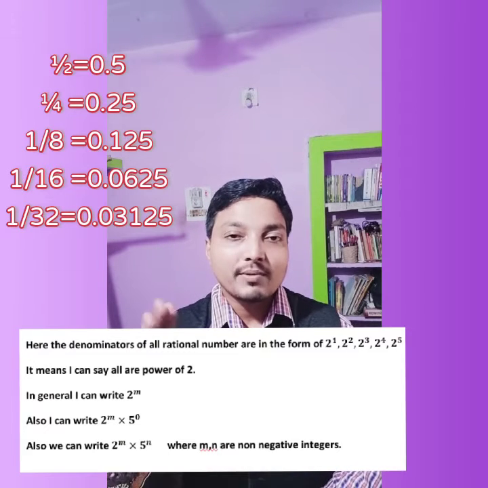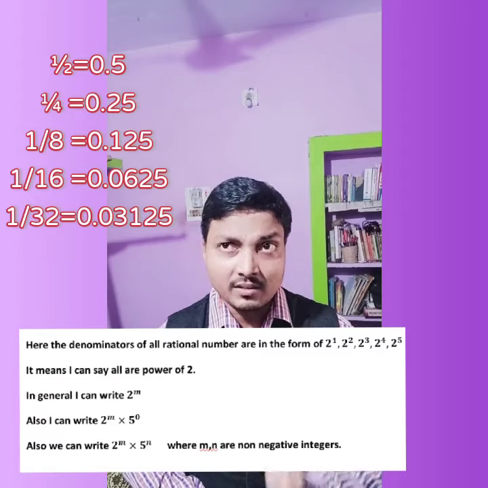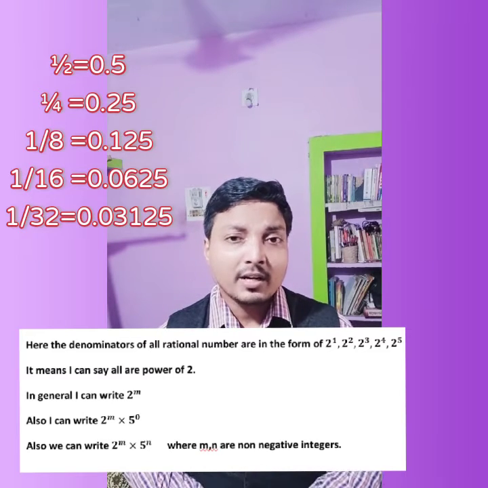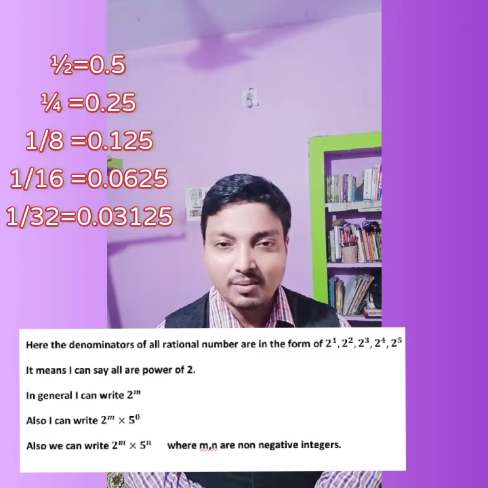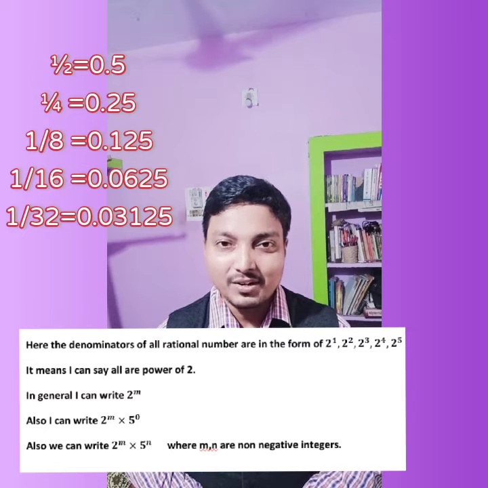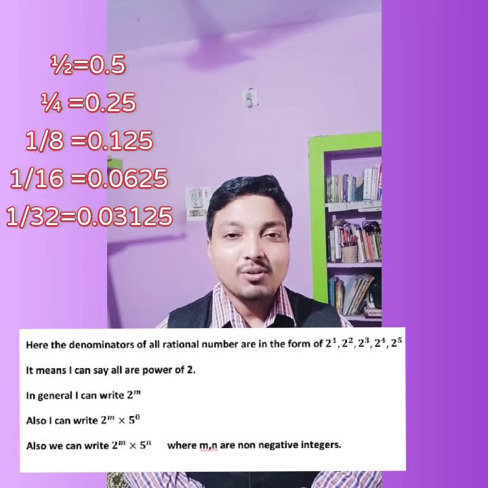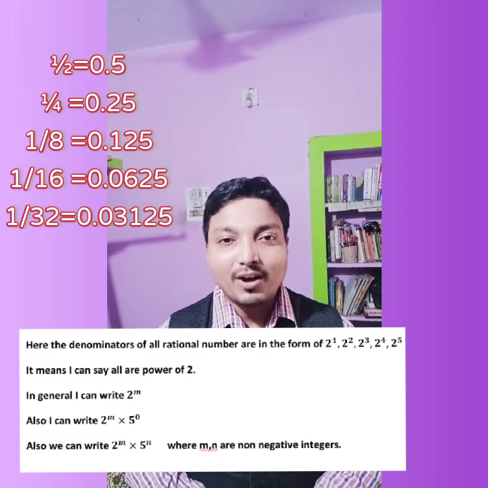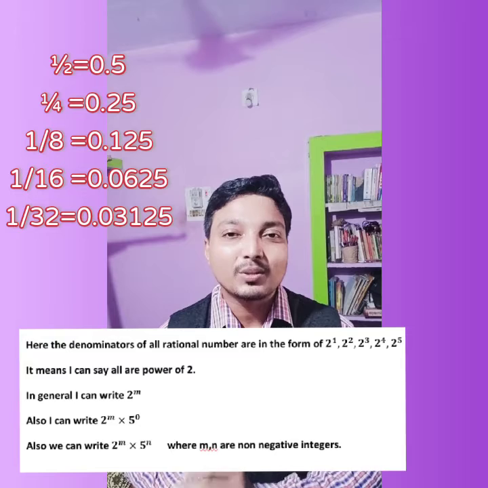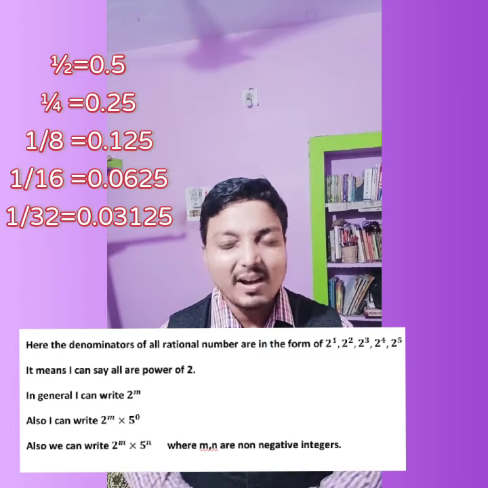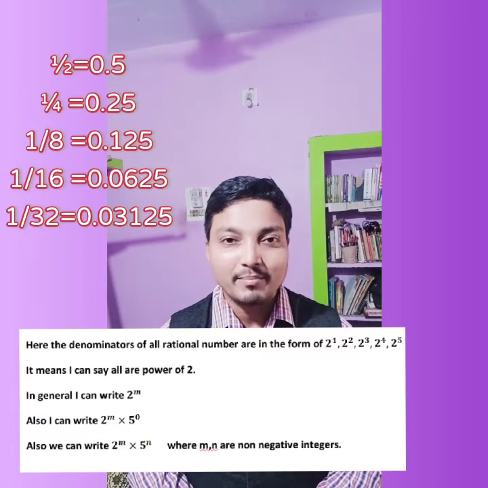So it means everywhere all the denominators have a prime factorization in the form of 2 to the power m. Also one can say that it is in the form of 2 to the power m into 5 to the power 0. Actually 5 to the power 0 means 1, for which I can write 2 to the power m into 5 to the power 0.